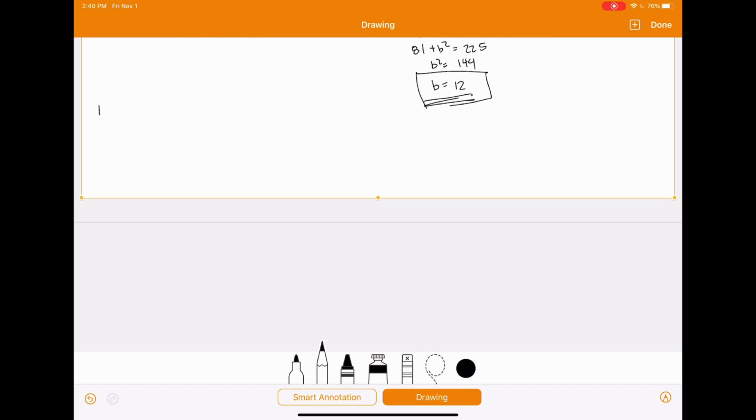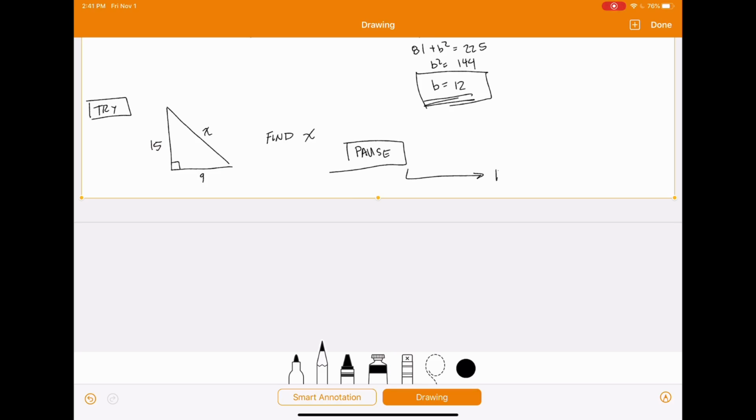So you can go ahead and try this one here. If we had that right triangle where this side is 9 and this is 15, find x. So again, pause the video and try this one out. And it's going to be number 11 in the solutions.